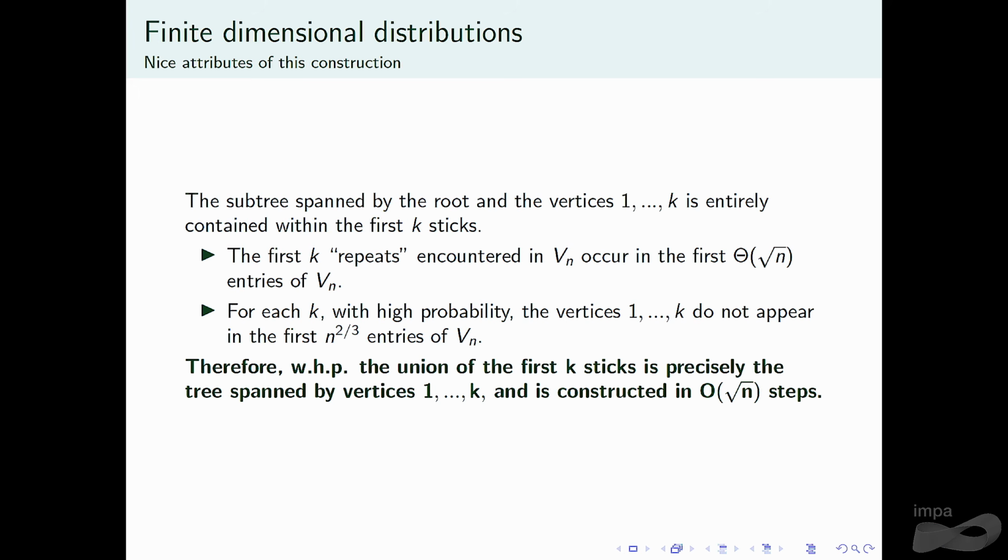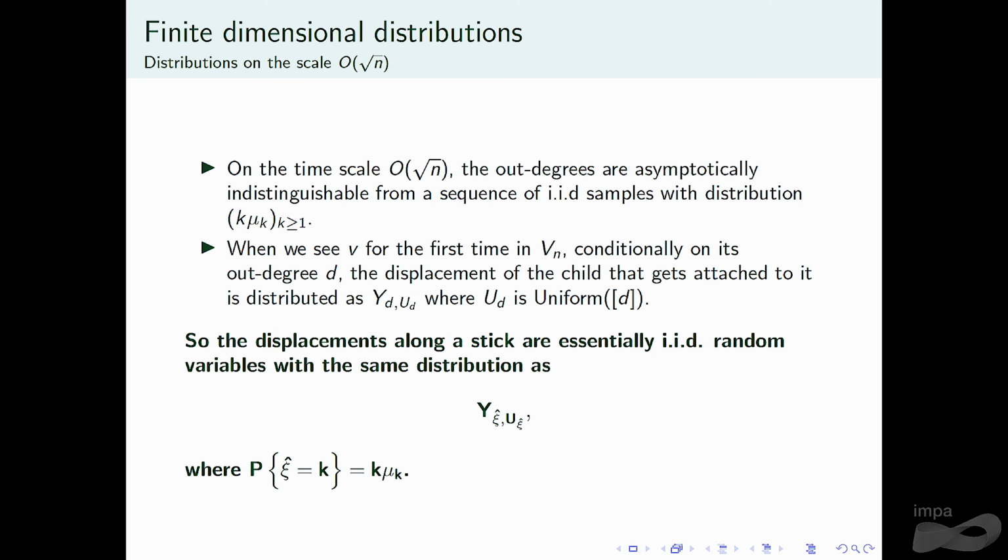And so precisely the tree that we're getting when we glue together these k sticks is just the tree spanned by the vertices 1 through k. Okay, so we're building the tree that we want, and in fact, with high probability, it is that tree, and we also have access to how many steps we needed to take in order to construct it. So what we then want to do is think about what's going on at this root n timescale. And this will allow us to understand the displacements that are incurred by the vertices.